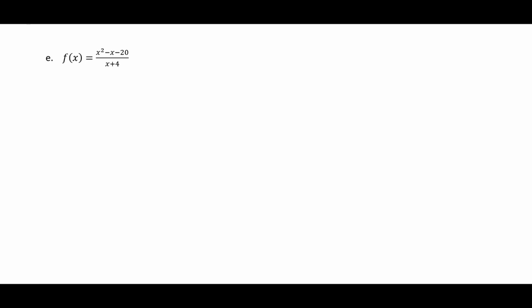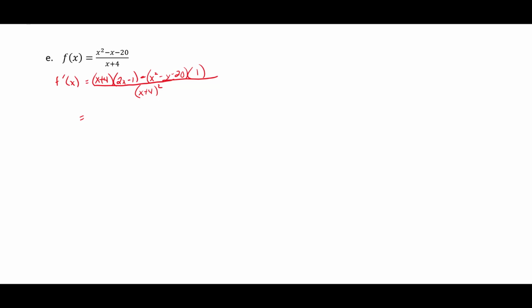Alright, so let's look at the next one. A little bit more complicated just because we have a quadratic involved in the numerator instead of a linear expression. So if we start doing this just directly by the quotient rule, f prime of x then is low d high, so x plus 4 is our low, times the derivative of the numerator, so times 2x minus 1, minus high d low, so minus this quadratic x squared minus x minus 20, times the derivative of the bottom, so times 1, all over x plus 4 squared.